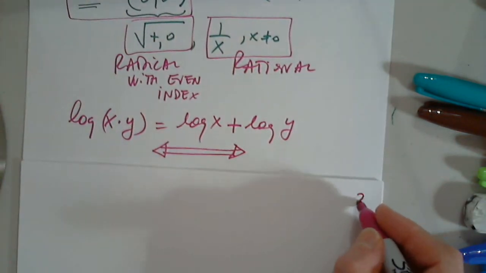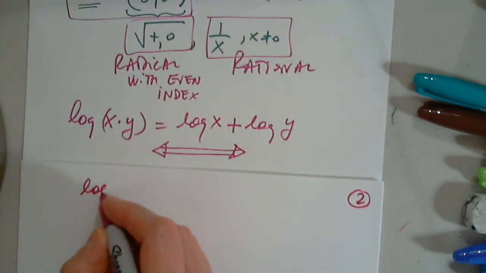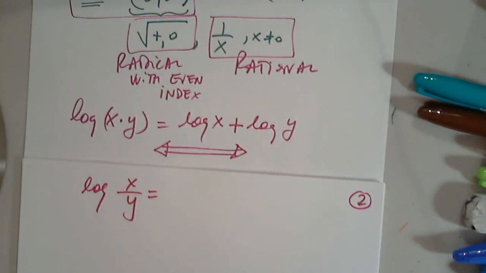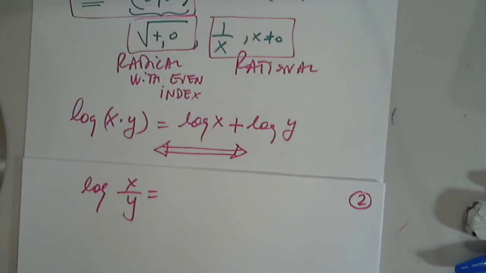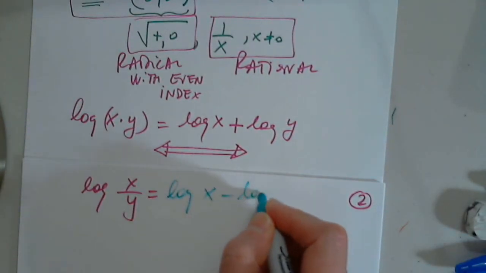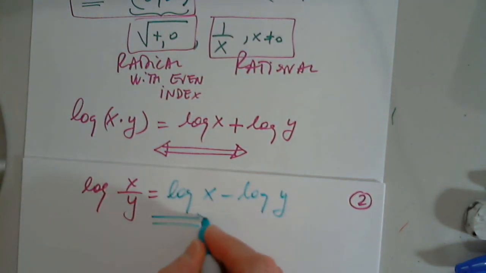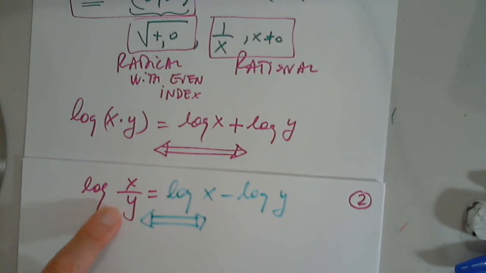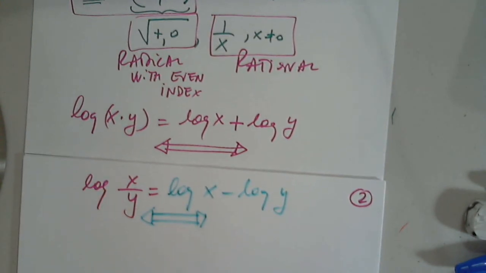Here's the second one, with a ratio. Anyone remembers what the ratio is all about? What does it do by comparison to that? Subtracts, doesn't it? Exactly the same thing. Log x minus log y. Again, it goes both ways. If I have this, I can condense it into this. If I have this, I can expand it into that.